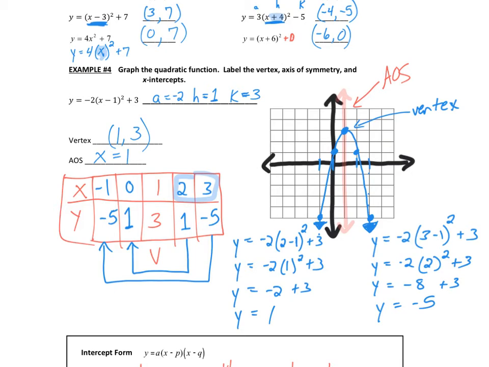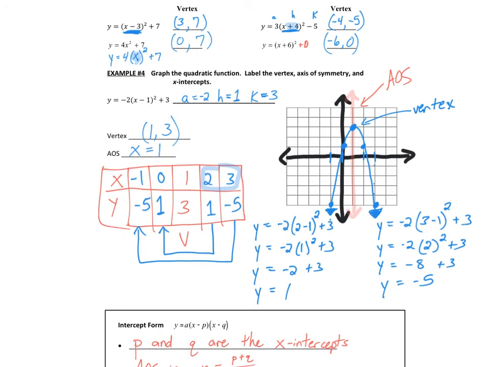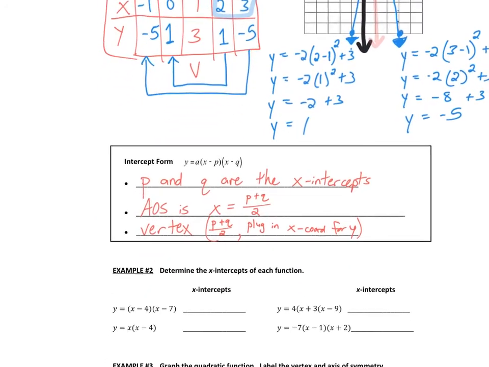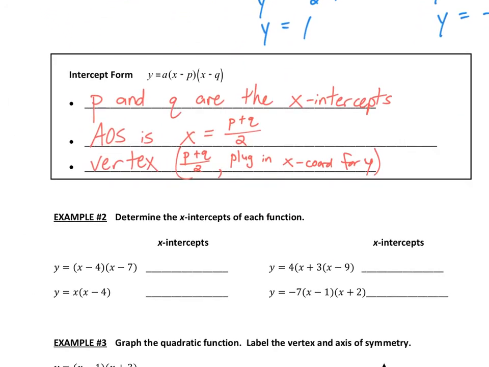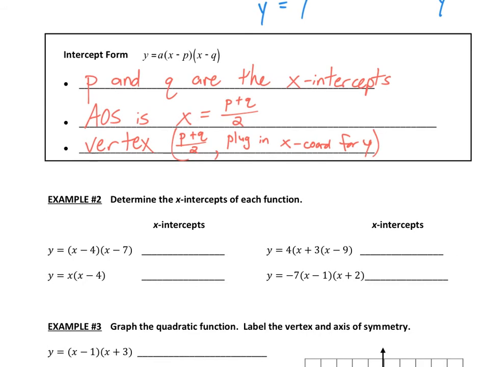All right, so it's a little faster because you don't have to try to find your vertex. The vertex is just HK. And if you need more time, pause the video. I want to slide down to our next part. The next part is intercept form.